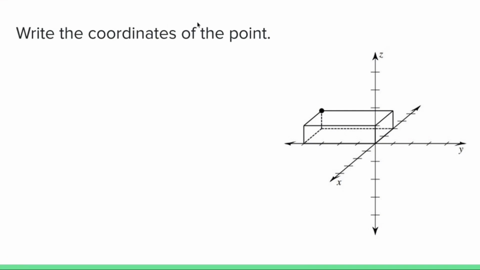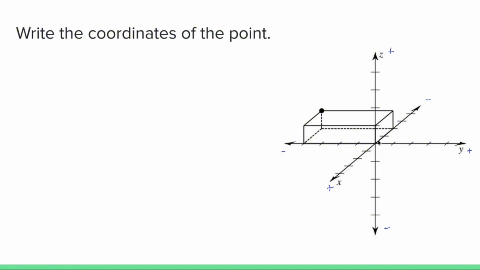Write the coordinates of the point. All right, so basically we have this 3D point living right there. And my job is to find the coordinates of that dot. Well, we have our positive x-axis, which is over here, and our negative x-axis. We have our positive y-axis, our negative y-axis. We have our positive z-axis and our negative z-axis. Let's go in alphabetical order.